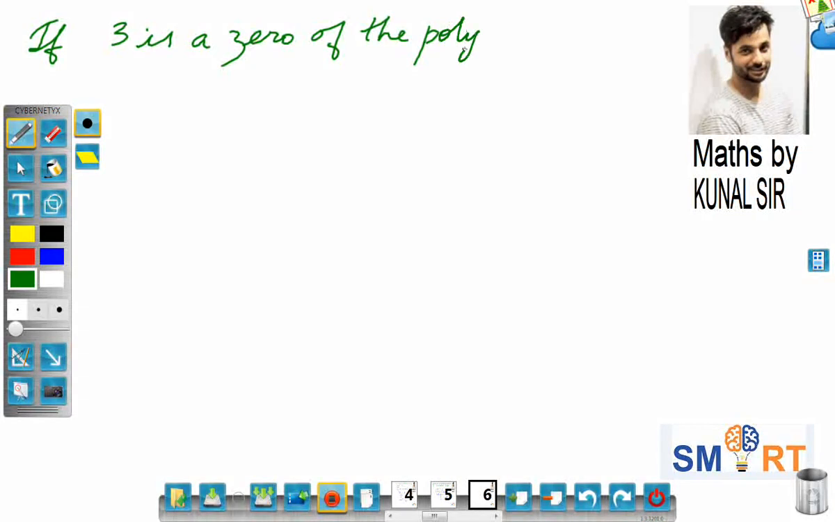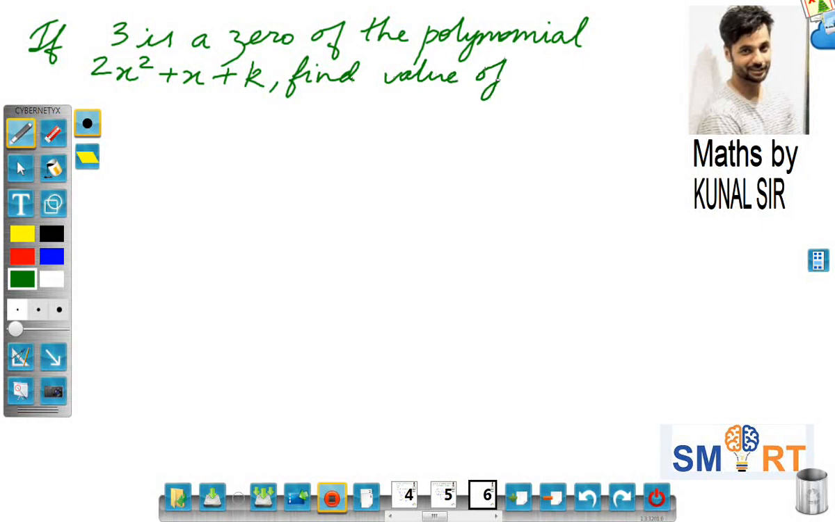Suppose the question says if 3 is a zero of the polynomial 2x square plus x plus k, find the value of k. Simple. Whenever such a question is given to you, they have given us if 3 is a zero of the polynomial, वो 3 को ऐसे भी लिख सकते थे, x minus 3 is a zero of the polynomial. Either way, we will say x is equals to 3.